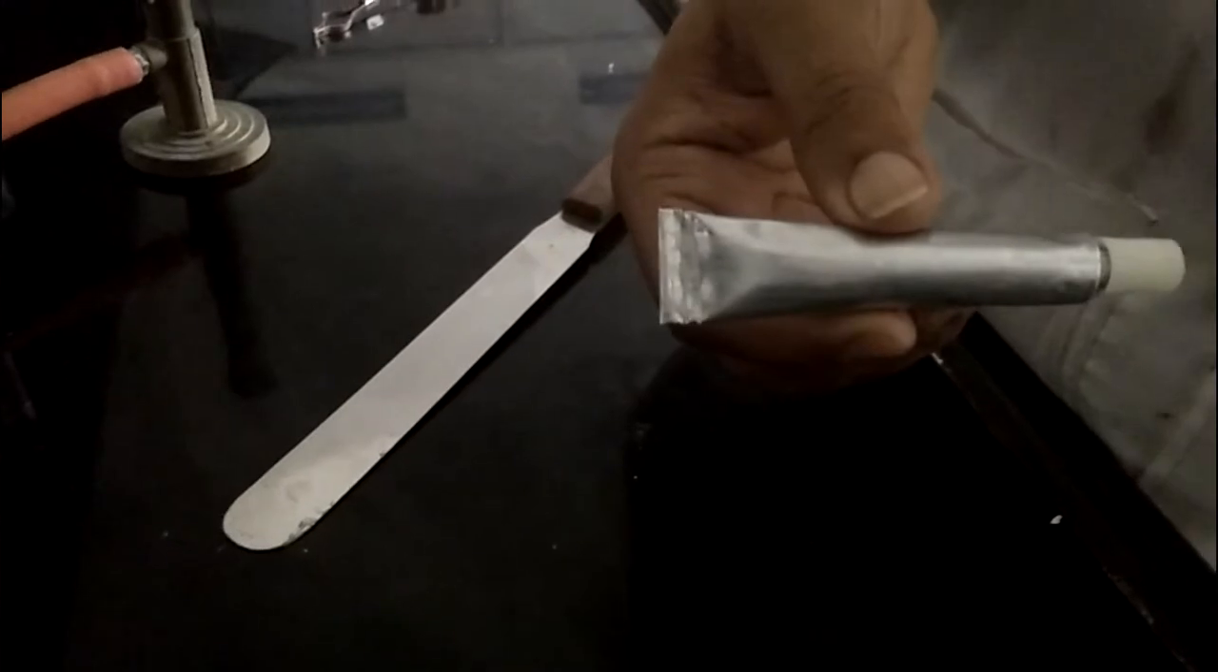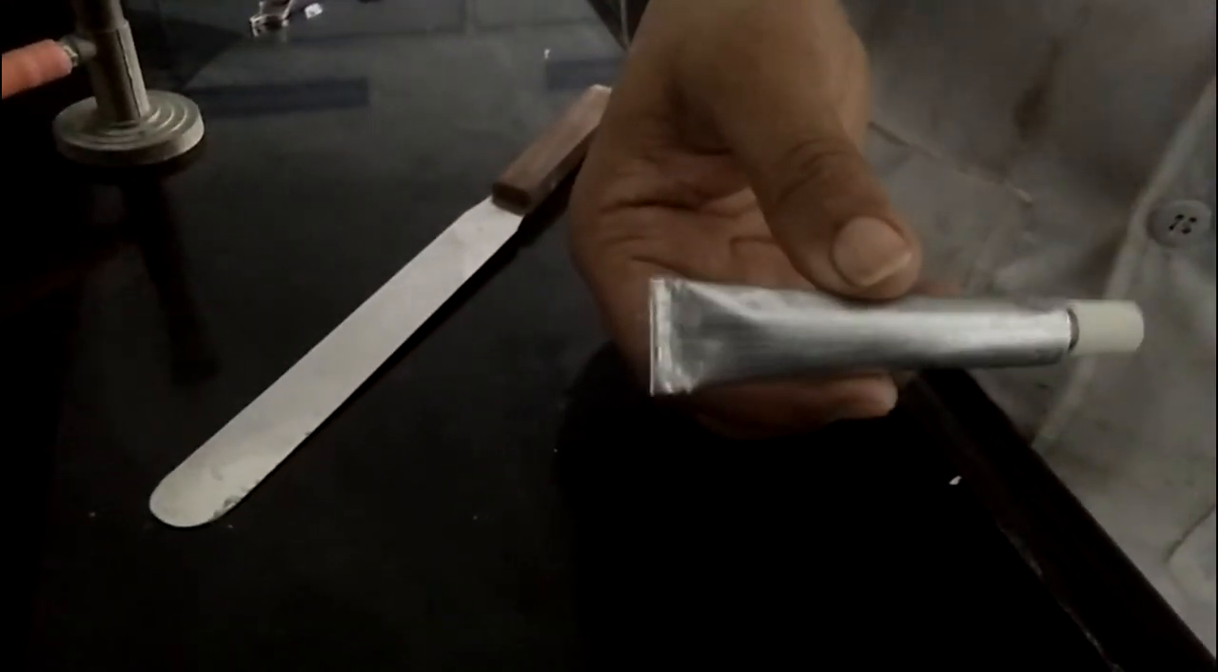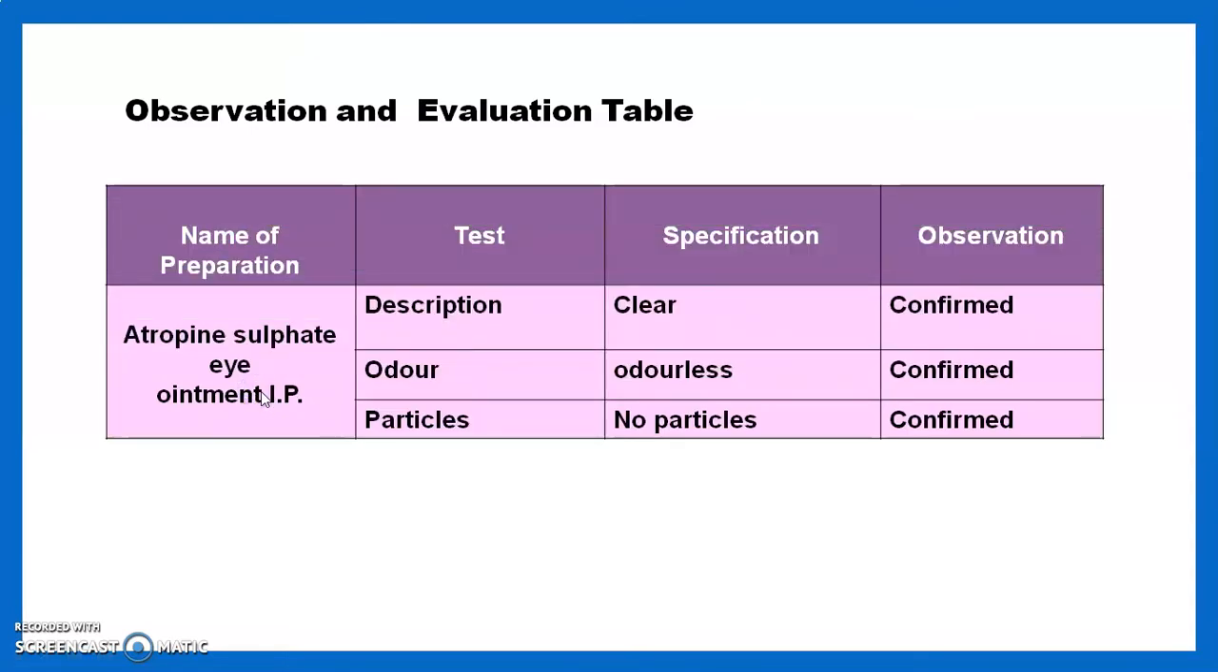For observation and evaluation, we move toward the next session. After going through the stepwise procedure, we move toward the observation and evaluation table. The observation and evaluation table contains the name of the preparation, test, specification and observation.